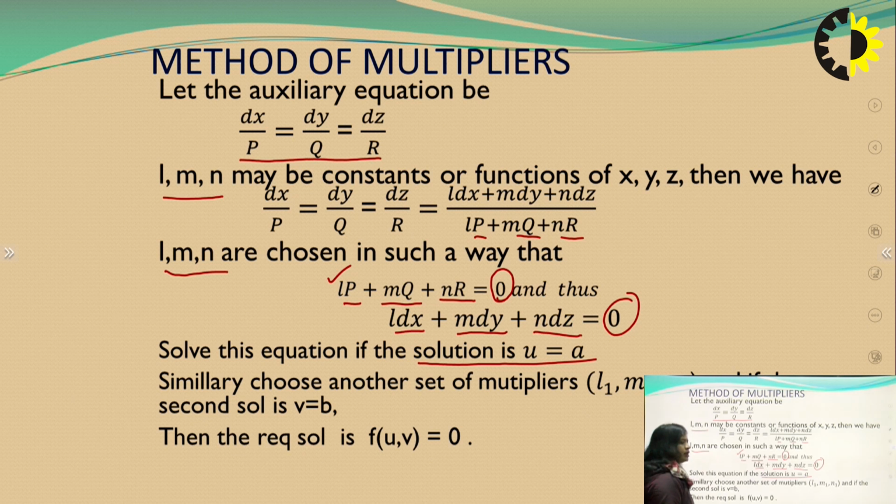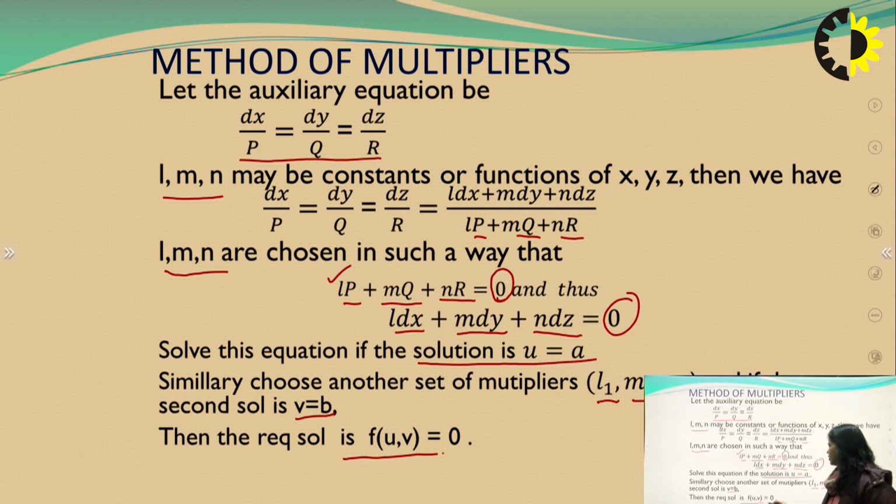Similarly, another set of multipliers is chosen, and this new set of multipliers is denoted L1, M1 and N1. If the second solution turns out to be v equal to b, then we get the final solution of our set of equations, which was our problem statement, as a function of u and v, that is, the solution which we achieved in the first case and the second solution equal to 0.